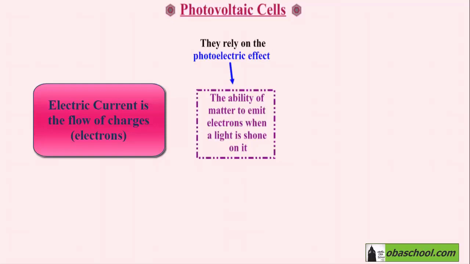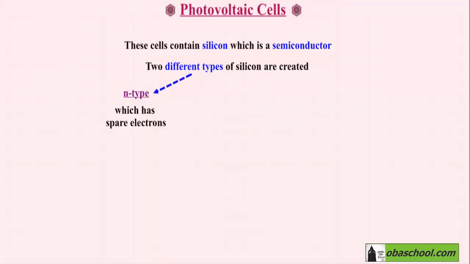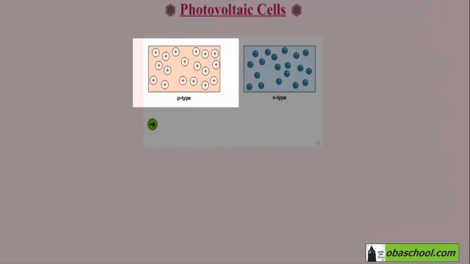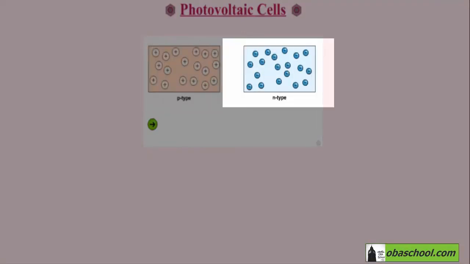Electric current is the flow of charges or electrons. These cells contain silicon, which is a semiconductor. Two different types of silicon are created through doping. There is the N-type, which has spare electrons and is negatively charged, and the P-type, which is missing electrons, leaving holes in their places, and is positively charged. This is how the P-type is, and this is the N-type.